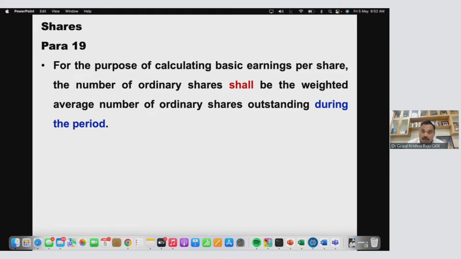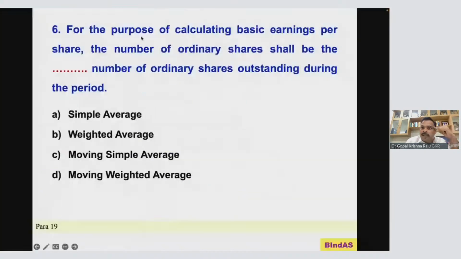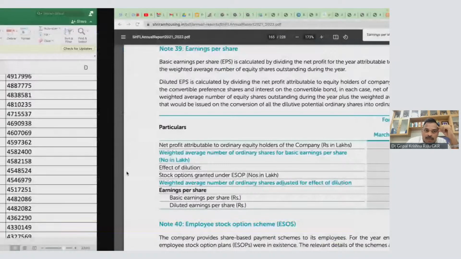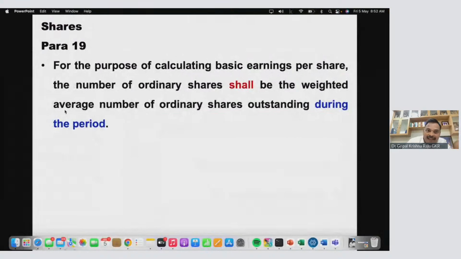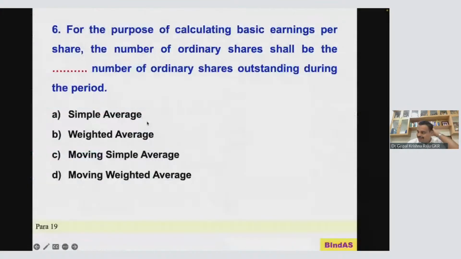So how will you find the weighted average number of shares? I'll just give one example, one simple case study on that. So now please come to this particular question. For the purpose of calculating basic earnings per share, number of ordinary shares shall be: average, weighted average, moving simple average, moving weighted average? What your para number 19 says is that it shall be the weighted average number of ordinary shares outstanding during the period. So that is your weighted average. So 6 is actually B.